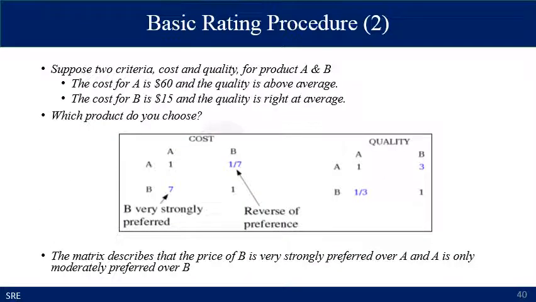Once the criteria are specified, you have to specify the rules to compare the requirements. Suppose you have two criteria, cost and quality, for products A and B. The cost for A is $60 and the quality is above average. The cost for B is $15 and the quality is right at average. So which product do you choose?